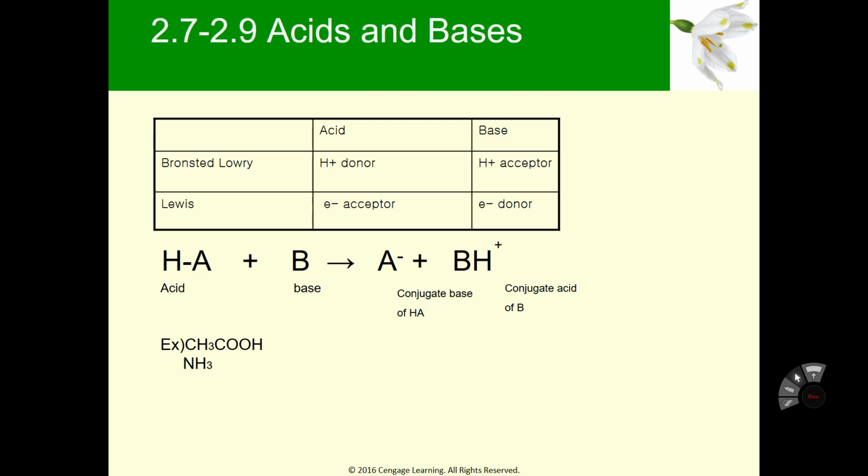This is an example of a Bronsted-Lowry acid-base reaction. HA is an acid, and HB is a base. And the example is acetic acid as an acid, and H3 as a base. We can try to think about the reaction between CH3COOH as an HA and H3 as a base, okay?